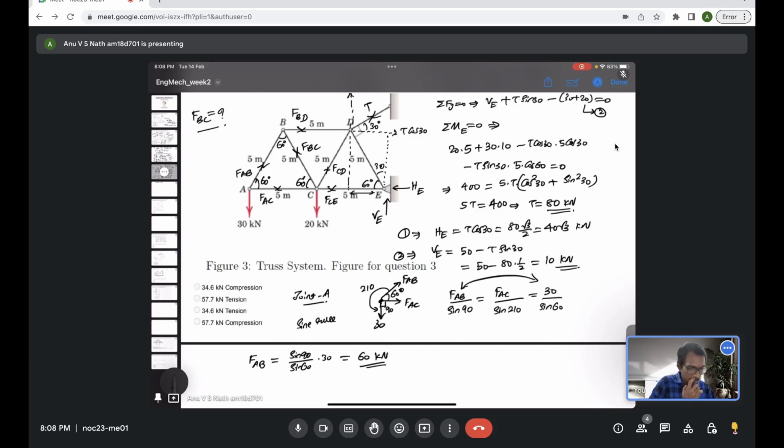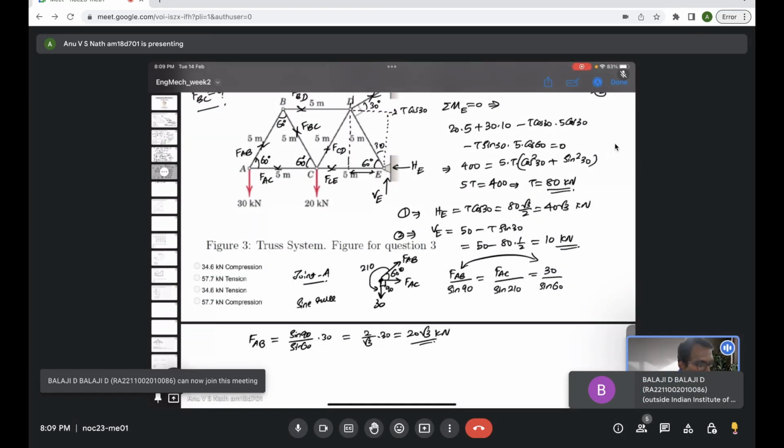Oh sorry, sine 60 is root 3 by 2, I made a mistake. So it's 2 by root 3 times 30, so 20 root 3 kilonewton. If anyone notices any mistake, please inform me, otherwise I will be going with the wrong values. Okay, that is FAB, and this has positive value, means it's in tension.